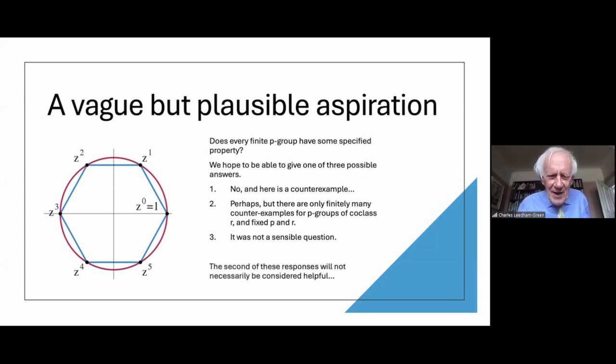And the second of these responses will not necessarily be considered helpful. I mean, it may be fairly obvious that only finitely many of these groups can have co-class r. But anyway, that is our aspiration, to solve all problems in p-group theory to some extent.